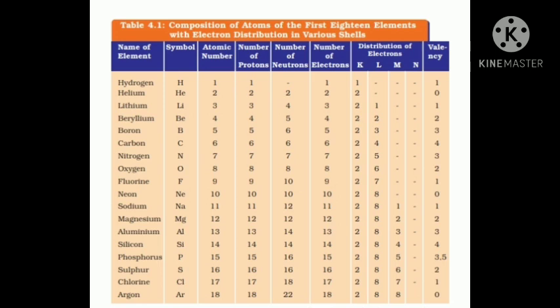I think you might have understood how to write the electronic configuration, that is the distribution of electrons, and how to find out the number of electrons, protons and neutrons. If you know the mass number and atomic number, you can find out neutrons. Atomic number is equal to number of protons, which is equal to number of electrons.